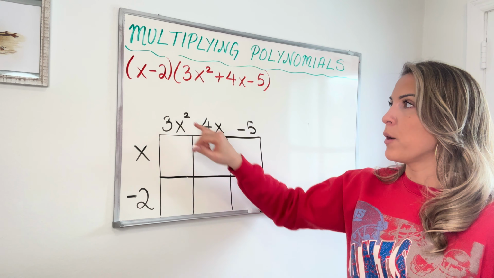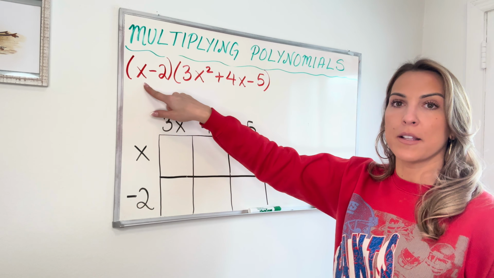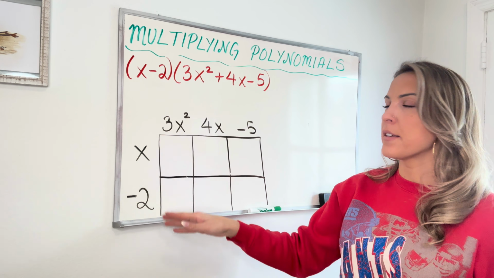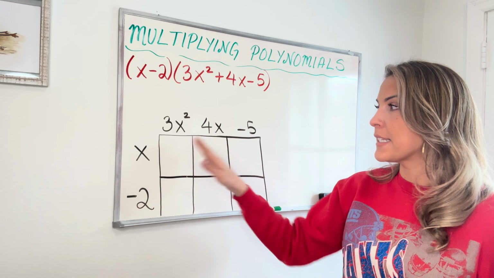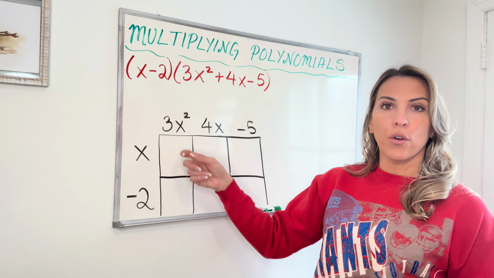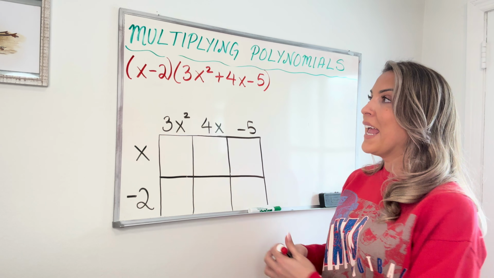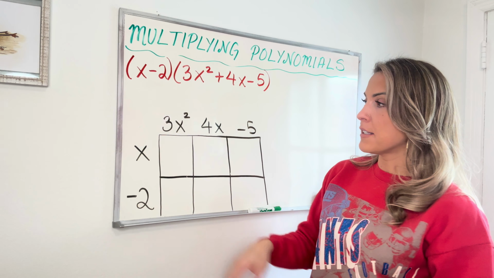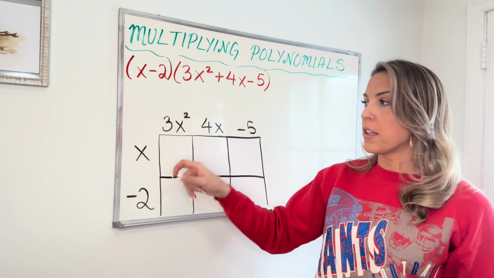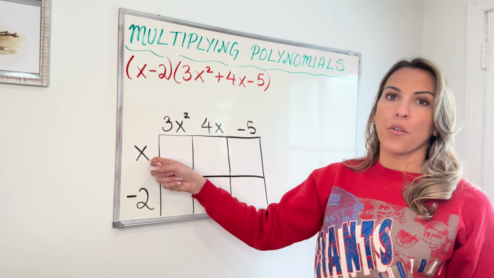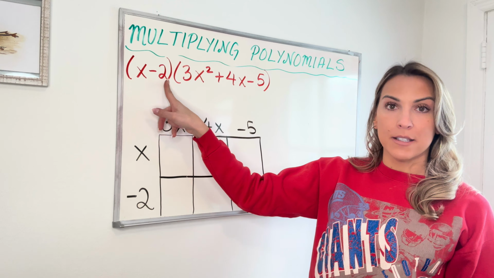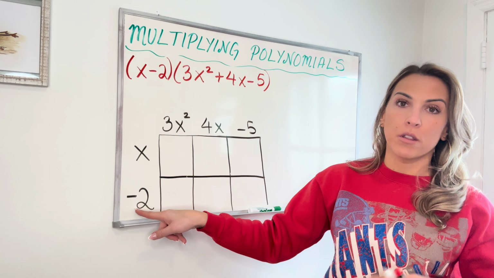But with this method, what you do is you take the first expression that's in the parentheses and you set it up. It doesn't matter if you go vertically or horizontally in a table. So my table is 2 rows, 3 columns because I have one binomial and I have one trinomial. Each term has to take up 1 row or 1 column. So my x is right here in the top row, and my -2, because it says -2, my -2 is going to go in the bottom row.